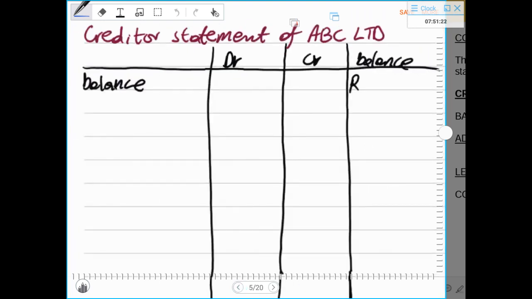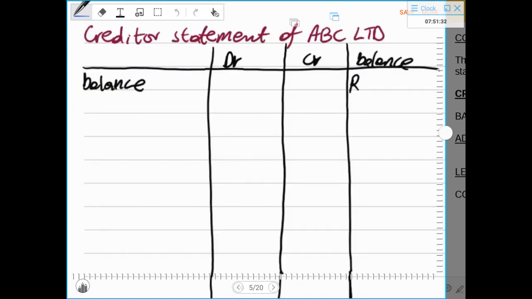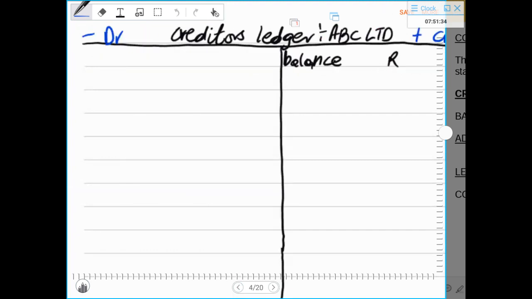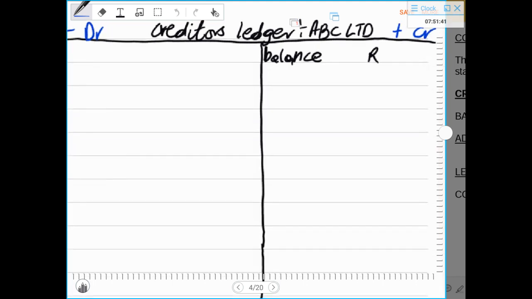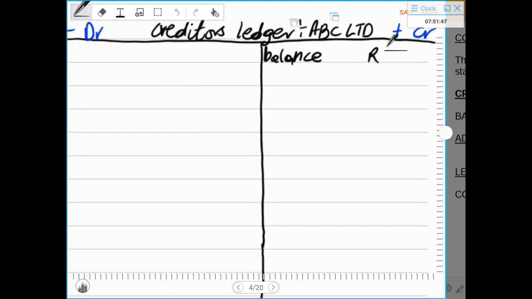So that means whatever I record in my creditor statement must be incorrect so that I can do the adjustment in the creditors reconciliation statement. So now we're saying that we have a ledger account called a creditor. And I will just randomly bring any amount so that I can work with real figures.